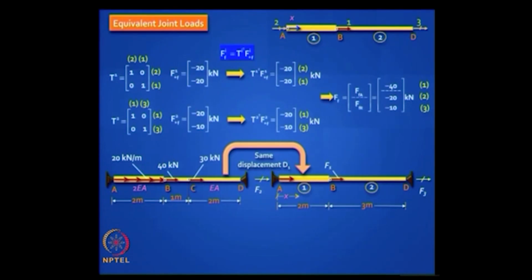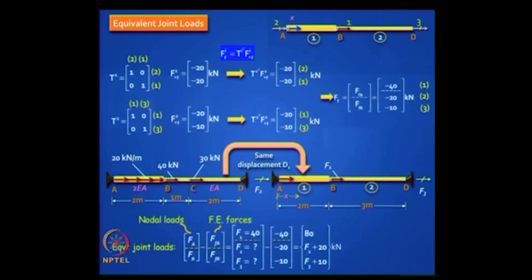That's it. Now this is what you do. Your actual problem is you have the original nodal loads, you have now the fixed end forces which you now need to oppose, then only you will get equilibrium satisfied. So you put a minus there. These are called equivalent joint loads.